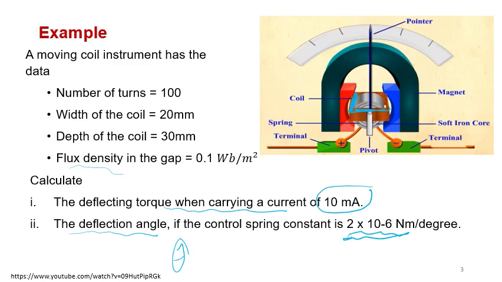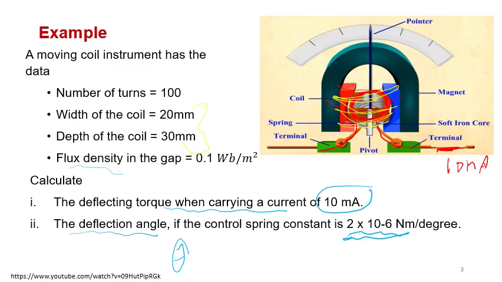Let us catch the idea here, my dears. He is saying that the current flowing is 10 milliampere, flowing through this coil, where the coil has 100 turns. And the flux due to the permanent magnet, let me put the flux in yellow, is equal to 0.1 Tesla or 0.1 Weber per meter square. The dimension of the coil is given here. If all these parameters are given, what is the torque and what is the angle?